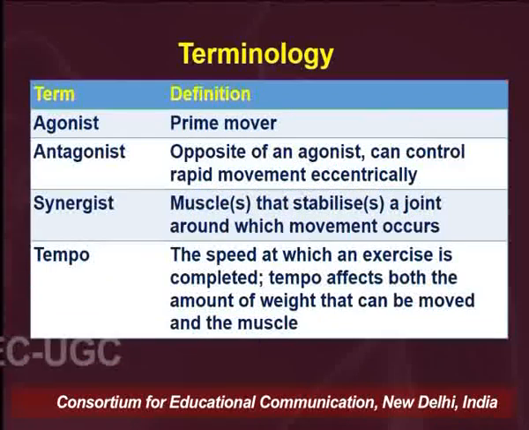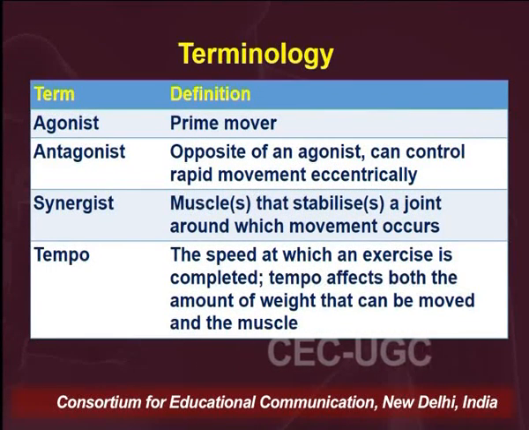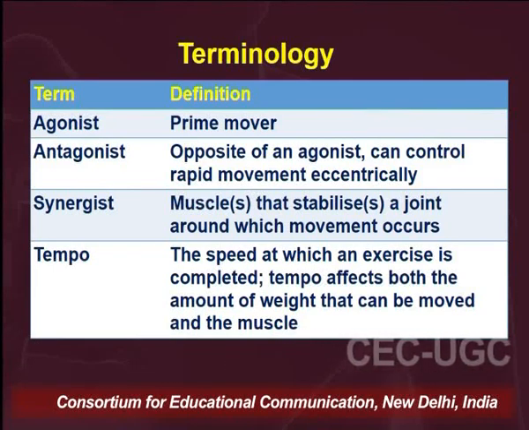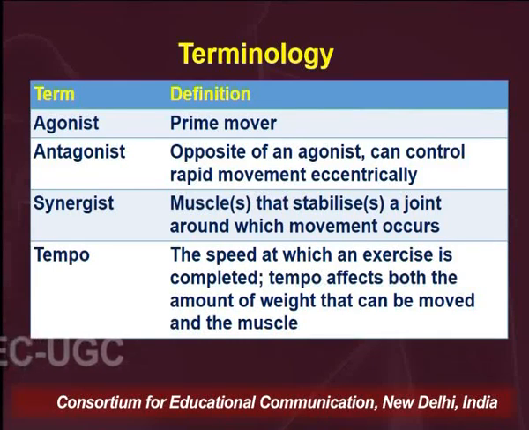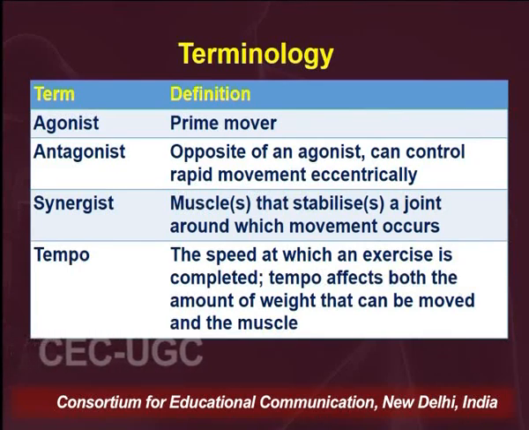Then agonists are the prime movers, and antagonists, opposite to the agonist, can control rapid movements eccentrically. Then synergists, muscles that stabilize a joint around which movement occurs. Then tempo, the speed at which exercise is completed. Tempo affects both the amount of weight that can be moved and the muscles also.